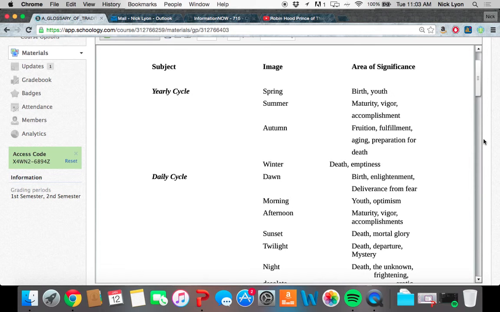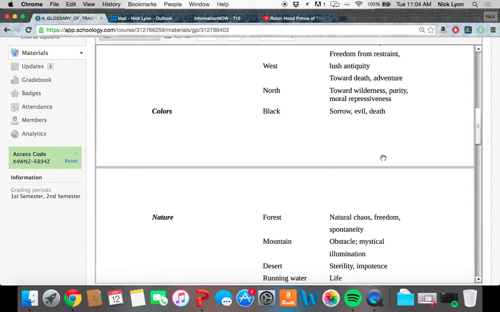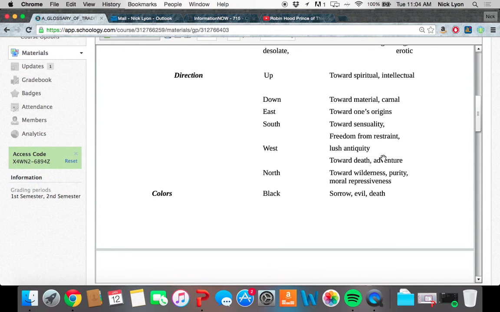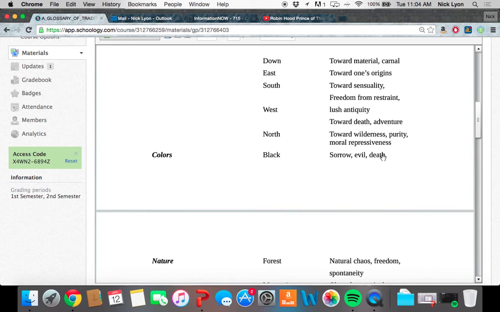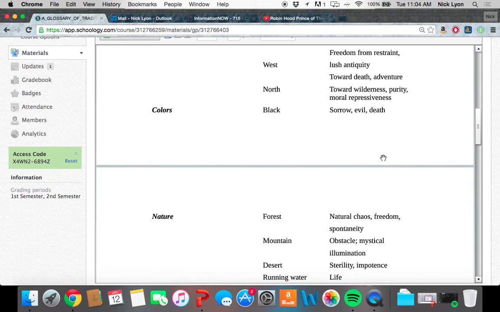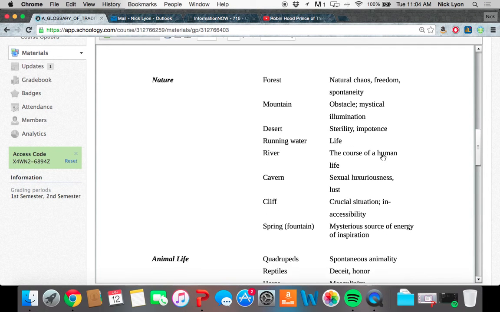So yearly cycle, obviously spring always represents birth and youth, and winter always represents death. Same thing with the daily cycle, where you have dawn and night, and what those represent, how night represents death and the end. Direction, what direction are we looking? If you're going upstairs, a lot of times climbing stairs will represent enlightenment of some kind, of understanding, and the opposite for going downstairs.